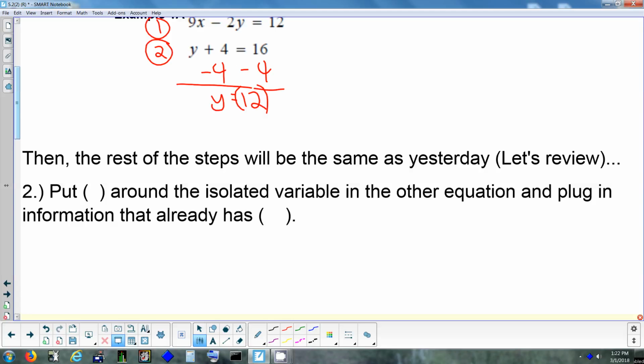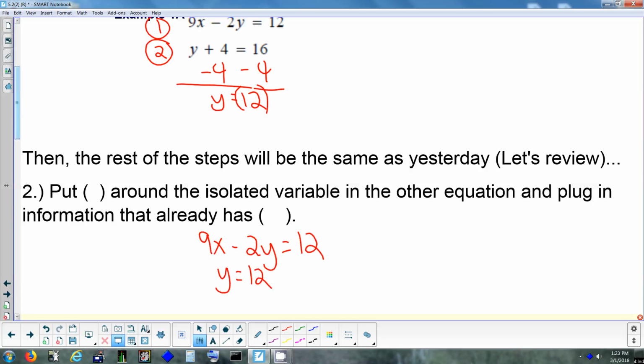All right? So again, if you're not done writing that down, that's okay. I'm just going to start writing the equation. Top equation was 9x minus 2y equals 12. When we solve for y, we just got y equals 12. All right, so again, in this particular system, there's going to be a little bit less work, but that's okay. All right, so I'm going to put parentheses around the isolated variable in the other equation and plug in the information that already has the parentheses.